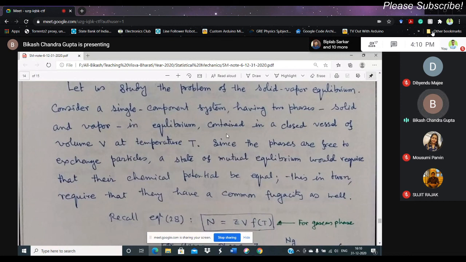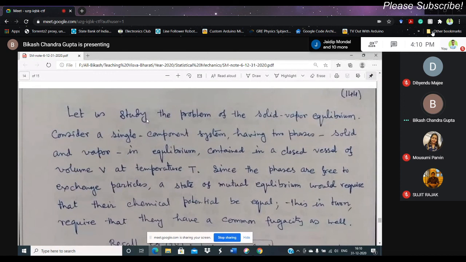Then some part of it is solid and some part will be vapor, and there will be a coexistence in equilibrium. That is contained in a closed vessel of volume V at temperature T, say. So let us study the problem of a solid vapor equilibrium. Consider a single component system having two phases, solid and vapor, in equilibrium and contained in a closed vessel of volume V and temperature T.